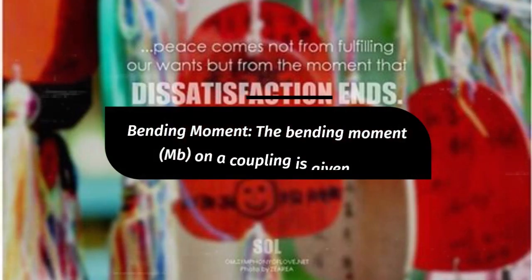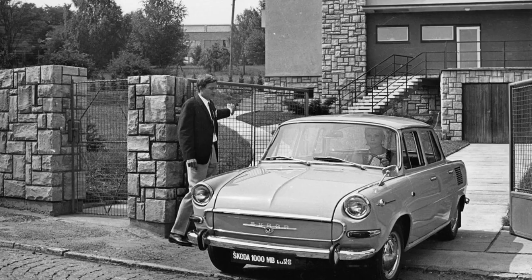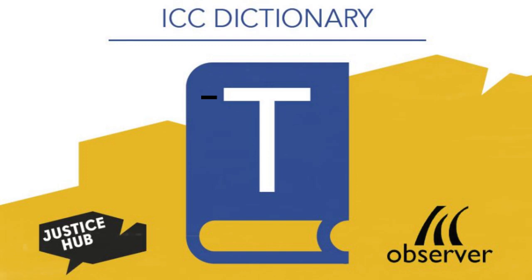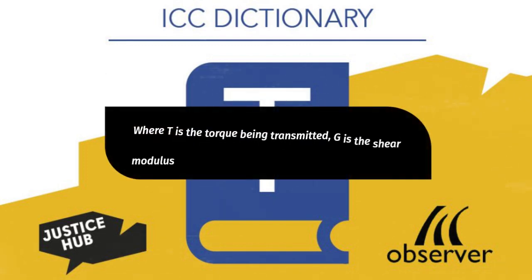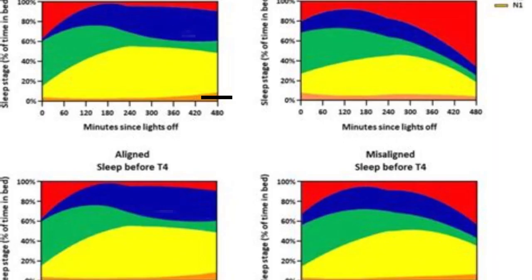Bending moment. The bending moment, MB, on a coupling is given by MB equals TG/L, where T is the torque being transmitted, G is the shear modulus of the coupling material, and L is the distance between the points of application of the torque. Misalignment.